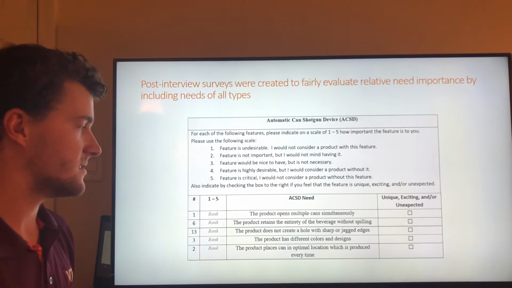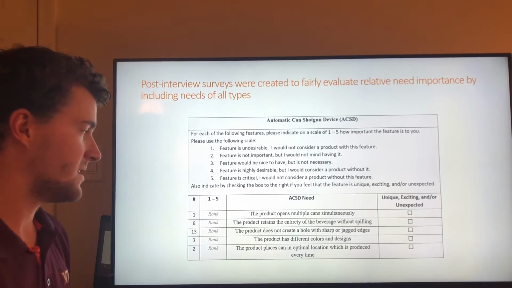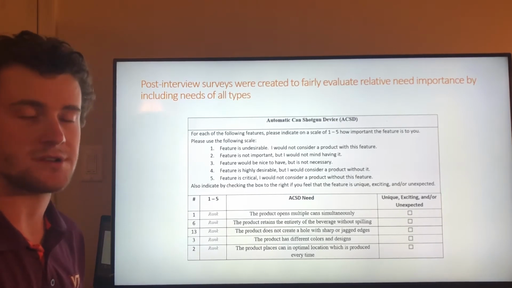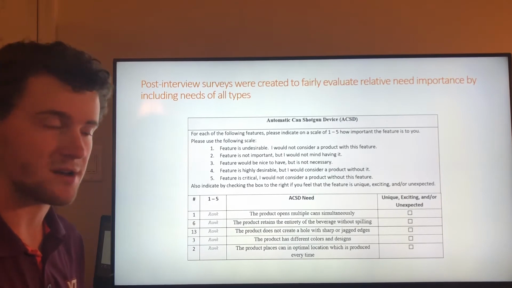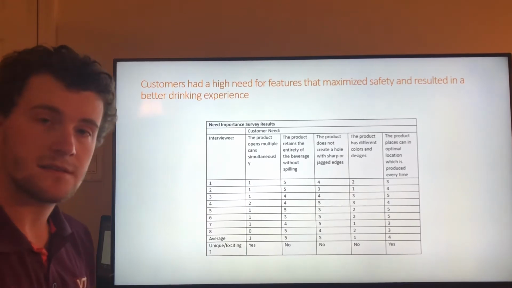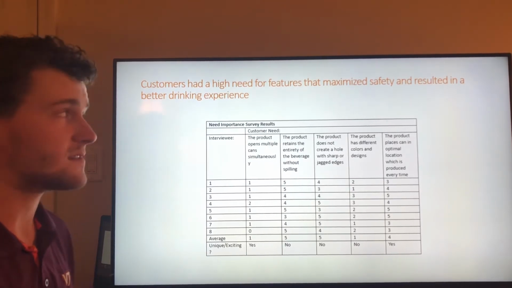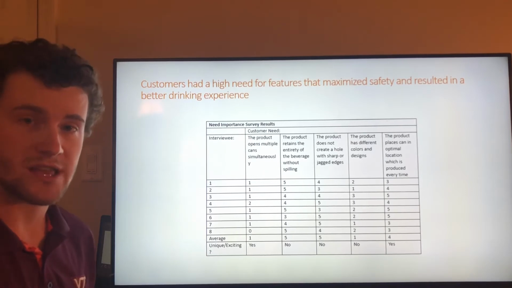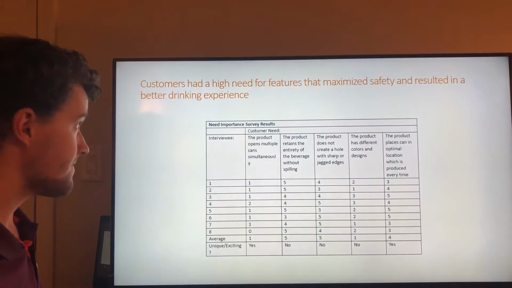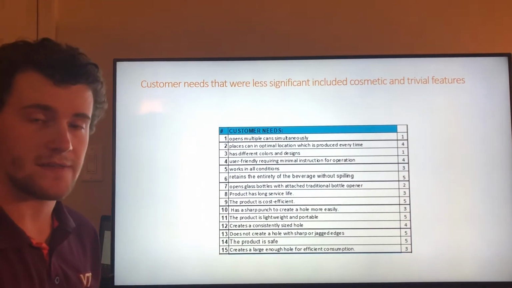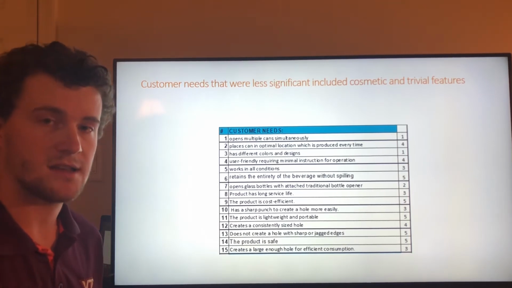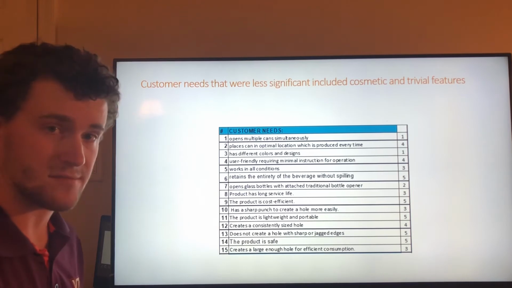Ideas such as the product opening multiple cans at the same time, the safety of the product, and even color and design of the product are ranked here in order to determine how the product can be improved upon. For the ACSD, it was determined that safety and resulting in a better drinking experience were primary concerns for our target market. On the other hand, there were also features that weren't so important for the overall success of the product, such as colors, design, and cosmetic features.